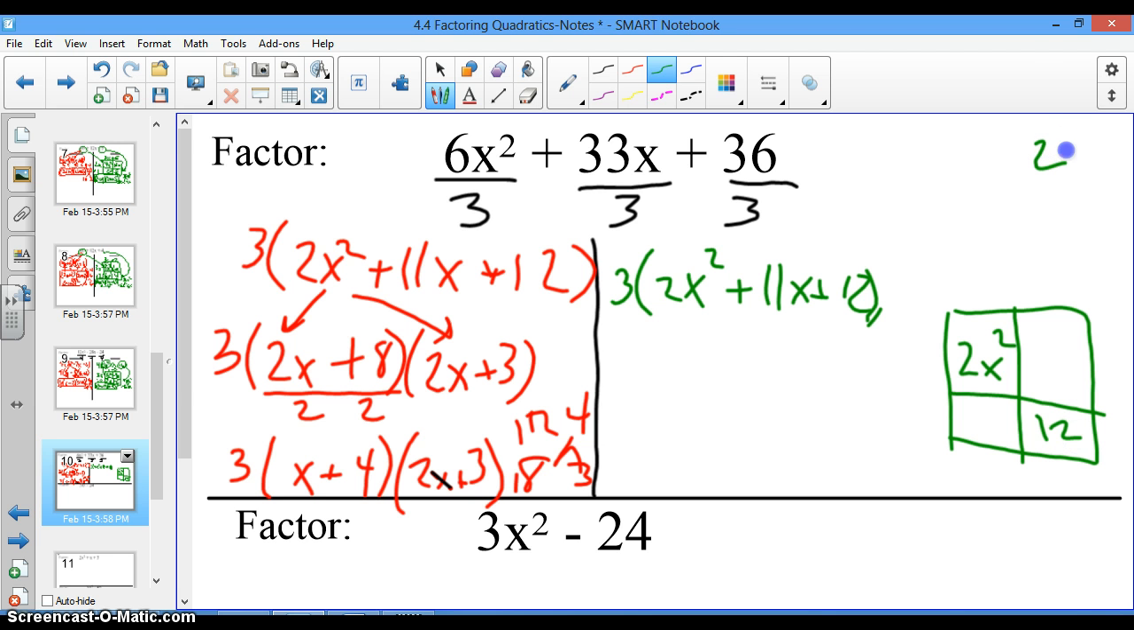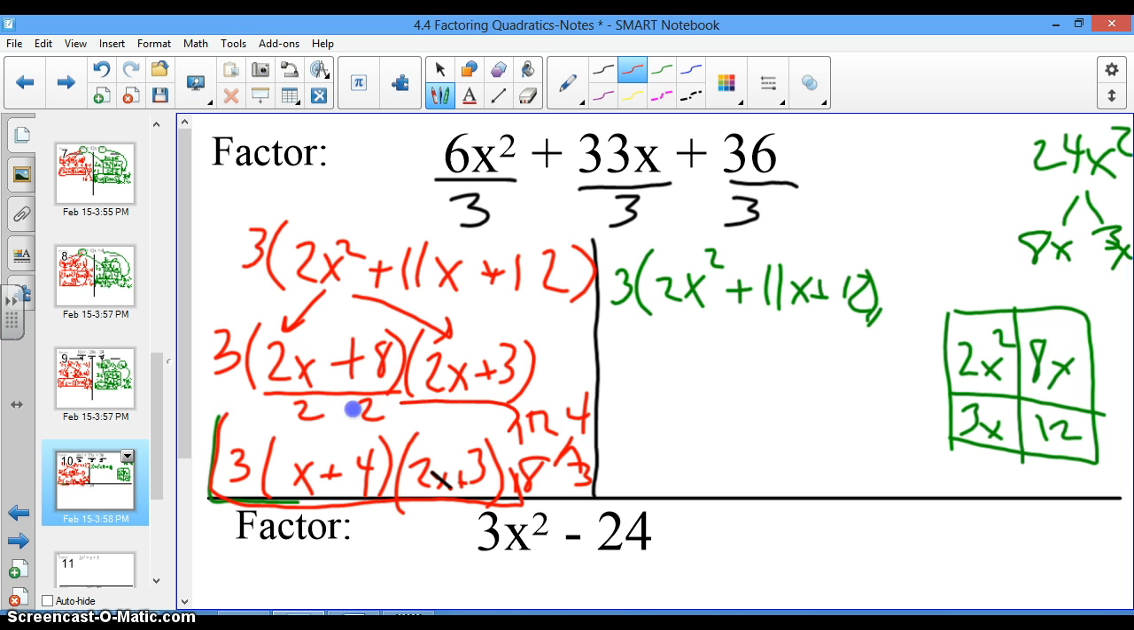Multiply them together, 24x squared. Two numbers that multiply to 24x squared and add up to 11 are 8x and 3x. Now I factor a GCF out of each row and each column. I need to go over here and box this in for my answer.